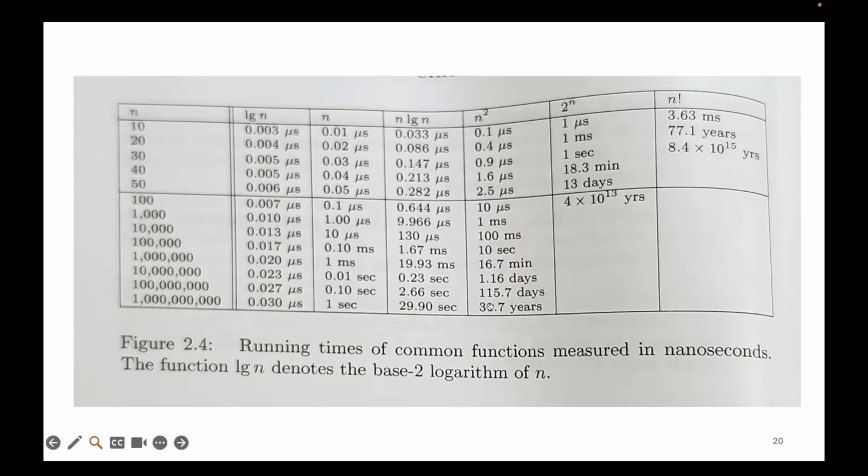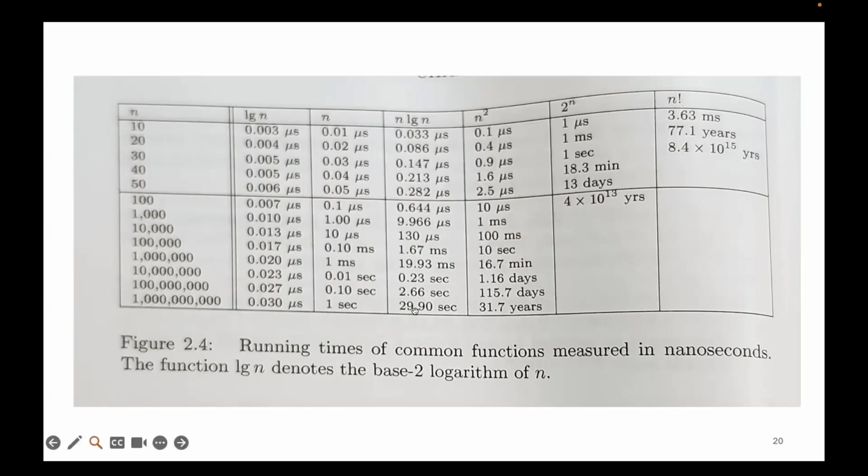For n squared, that's where we start to get into the useless numbers. If we've got an n squared algorithm and our size of input is a billion, it's going to take us 30 years to get it done, which is probably not the greatest.